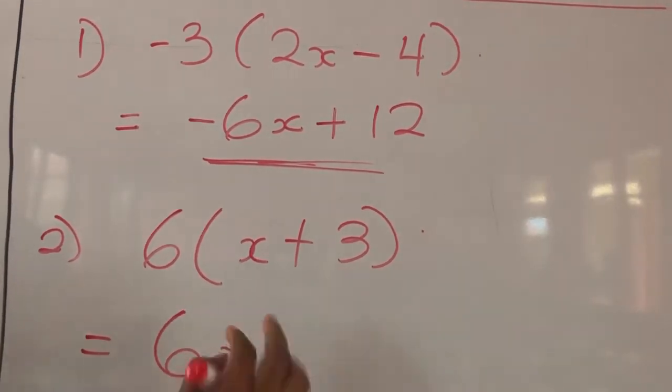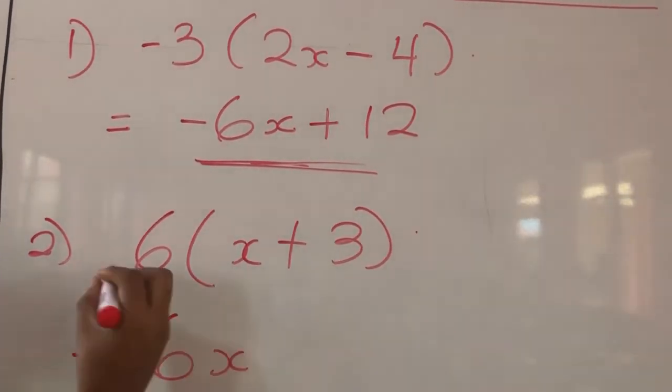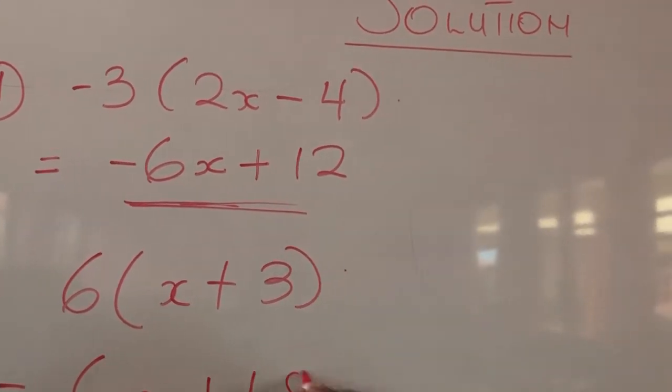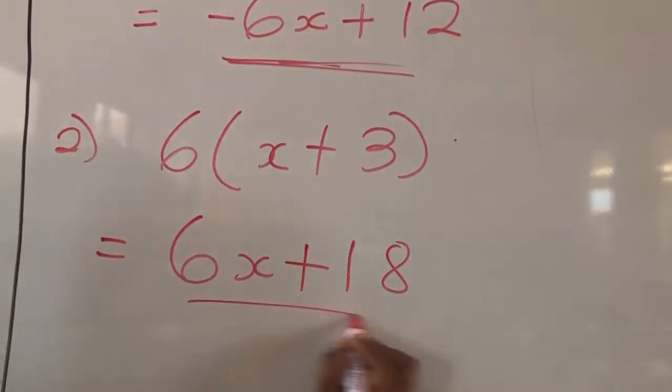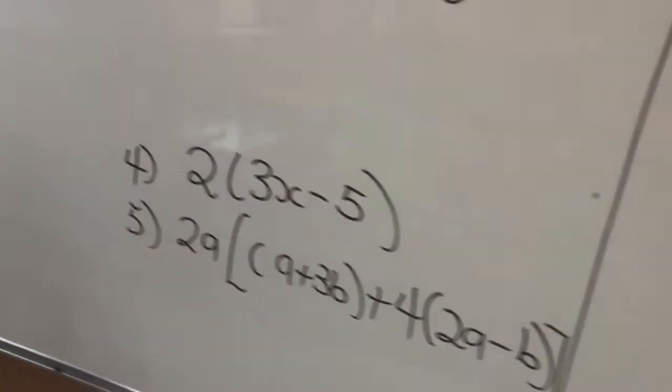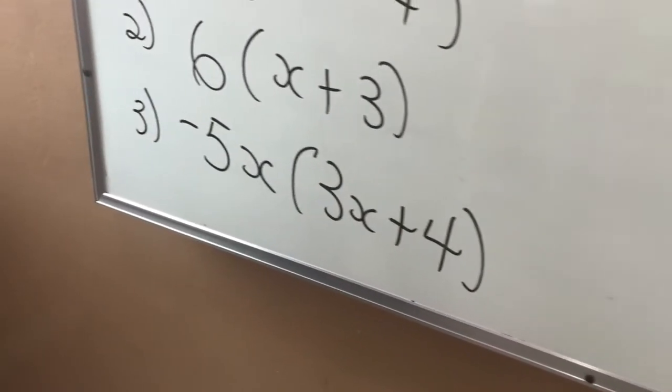This place is easy, right? Because it is a positive 3. So 6 times 3 is what? 18. So you have your positive 18. As simple as that.